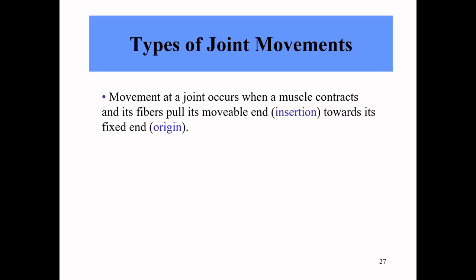Alright, joints part 2. We're going to do a quick little segue into muscles for a moment here. Movement at a joint occurs when a muscle contracts and its fibers pull its movable end, known as its insertion, towards its fixed end, known as its origin. So muscles have two ends, one that moves towards the other end. The movable end is the insertion, the fixed end of the muscle is its origin. Let's know the difference between the two.